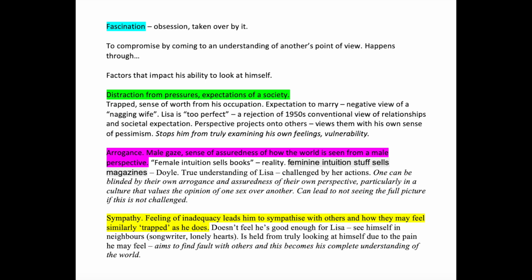So therefore, that is a direct response to that question. Not looking at himself is what the question said. Truly examining his own feelings or vulnerability is what I've said in response. You can see that tight connection. You can see that even though they're just different words, it's a similar idea and it's a response to the question.